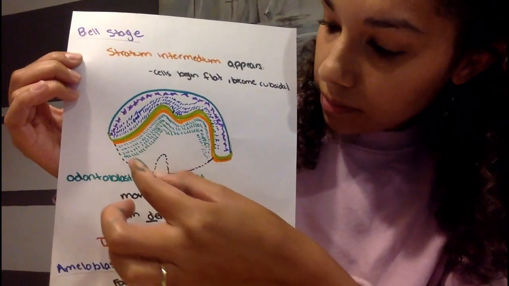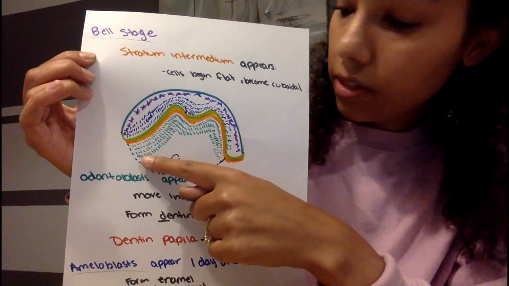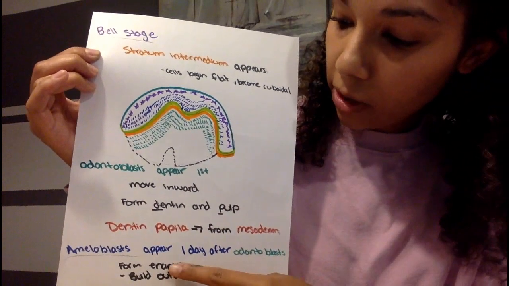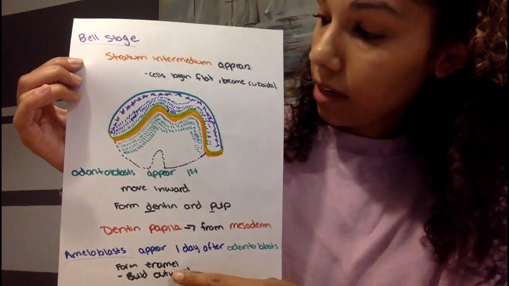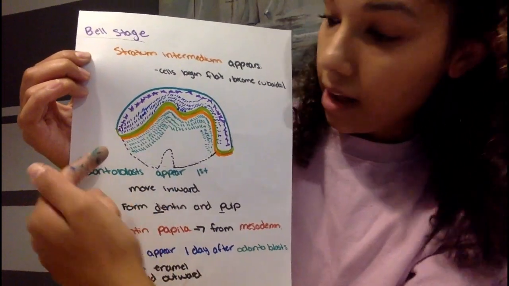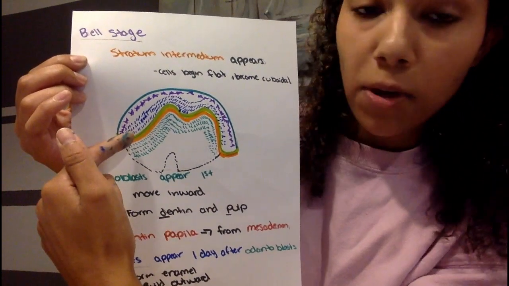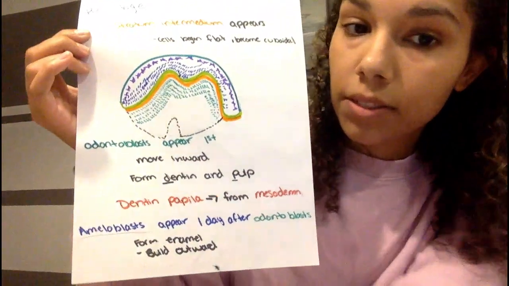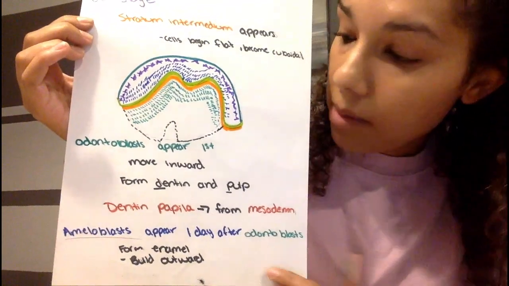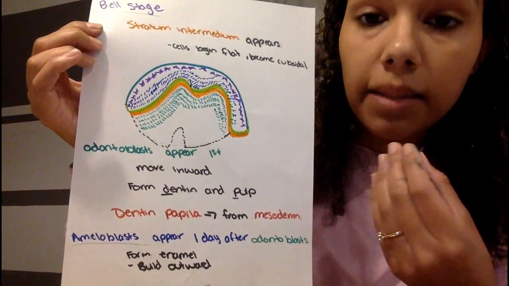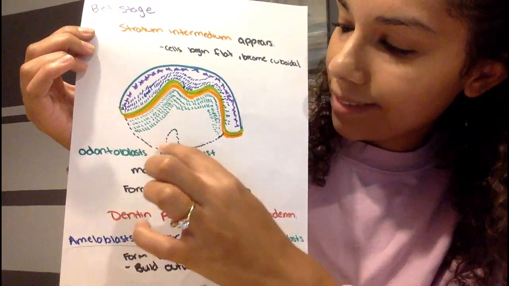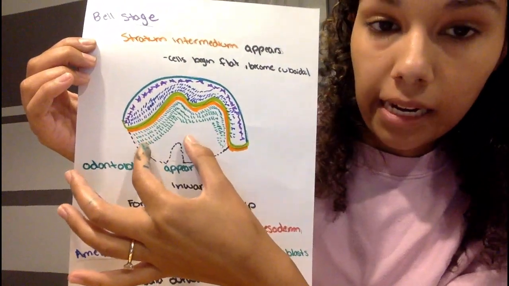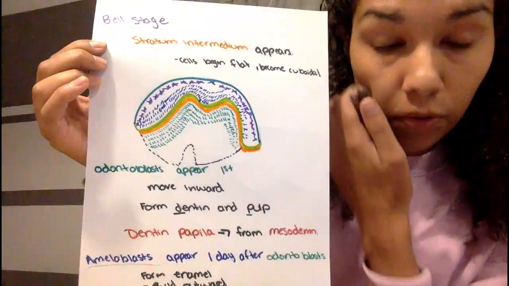They move inward, and after 1 day of those odontoblasts making a whole row, our ameloblasts appear, and those are our enamel cells. They go on the opposite side of our stratum intermedium, and they move upward, forming the crown of the tooth where we have enamel. Going back to odontoblasts, they move inward to start forming the dentin in the pulp of our tooth. I drew my little molar roots to show that they'll keep growing in and in until they start forming the root of the tooth.